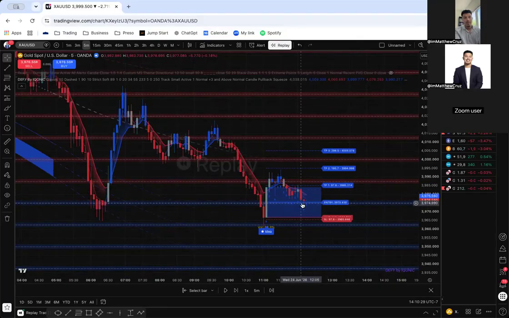Boom, right there. So technically you could enter anywhere in this blue zone, but if you see price really close to the TP1, then there's not very much space between the entry and the take profit, right? So in this scenario, especially, I would have for sure waited for the sniper entry.